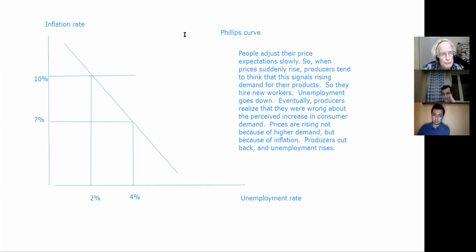Okay. Other questions, comments? If you're looking for a paper to write, it would be very interesting to estimate the Phillips curve from Central Asia to Kazakhstan. I have not seen that done yet.